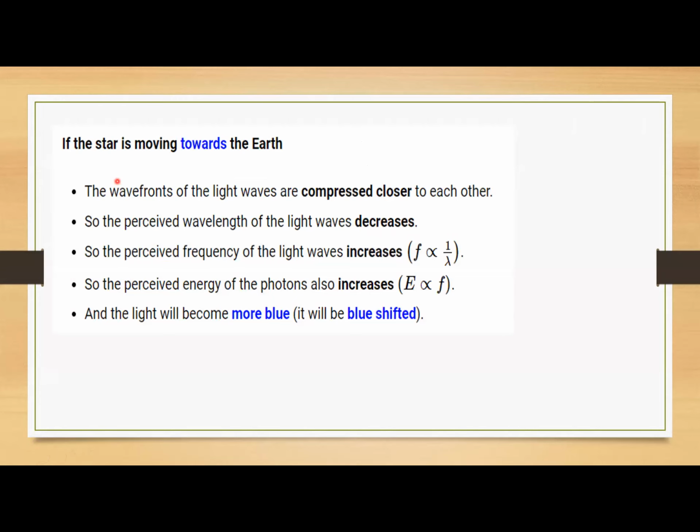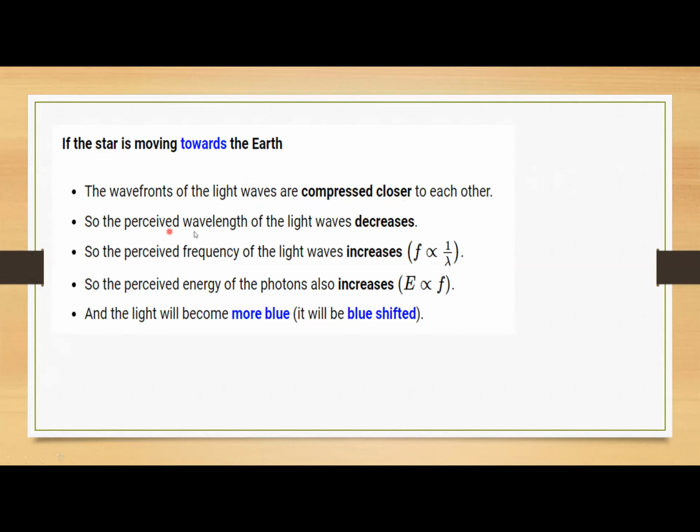Okay, so if we are talking about the Doppler effect with respect to light, we talk about the stars, okay, the light coming from the stars. So here's the summary. If a star is moving towards the Earth, then the wave fronts of the light waves are compressed closer together. Okay, so the wavelengths are going to be getting shorter.